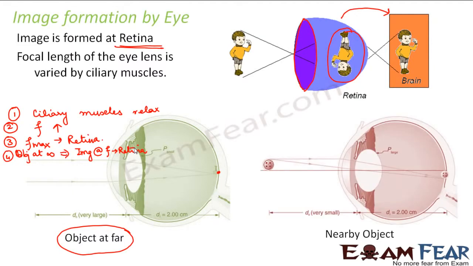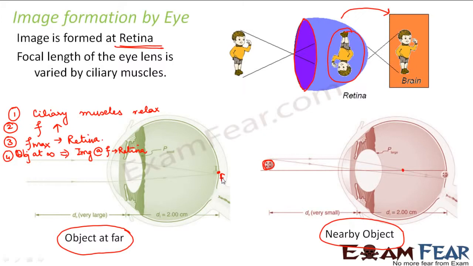So now let us look at the scenario of a nearby object. Let us suppose the eye is looking at this ball. In this case, one ray coming parallel to the principal axis will pass through the focus. In this case, this is my focus. What happened? The ciliary muscles contracted. As a result, the focal length decreased. Now when the focal length decreased, right now the focus is here.